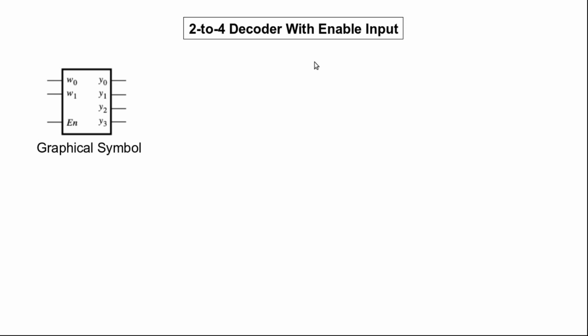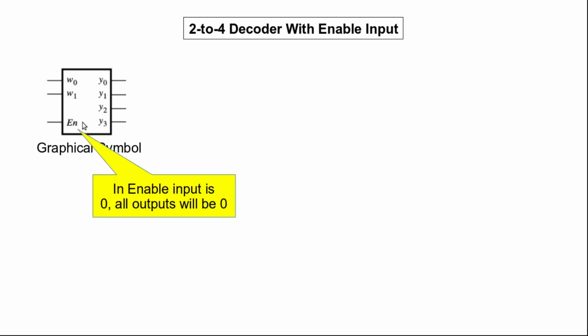Now we can add an enable input to the 2 to 4 decoder, and it will be the 2 to 4 decoder with enable input. The meaning of the enable input is that if the enable input is 0, then all the outputs will be equal to 0.